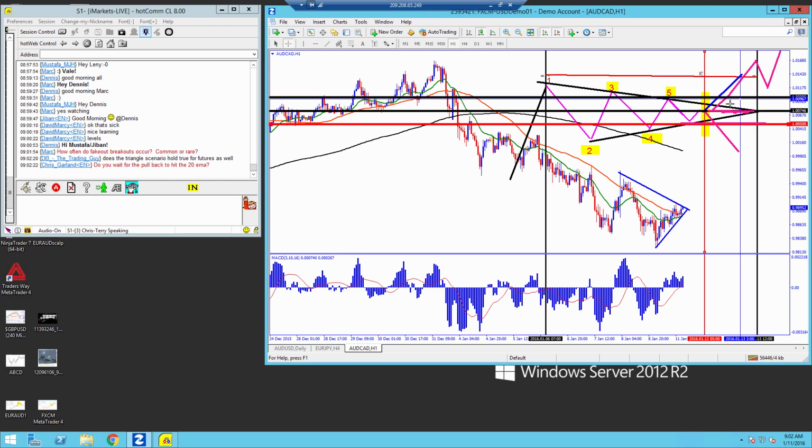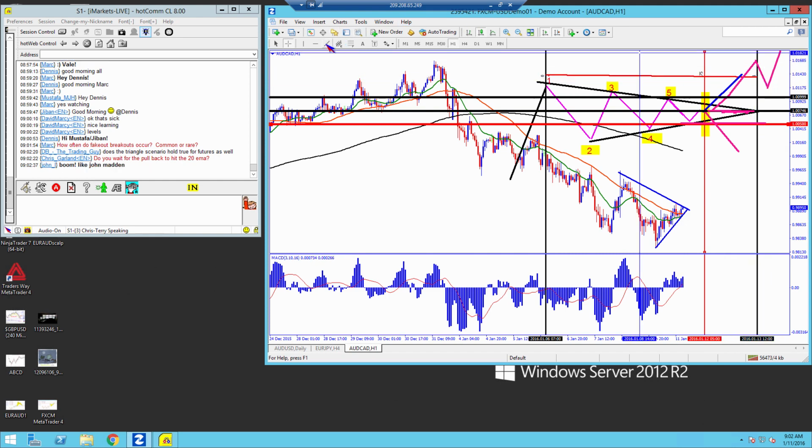So what you're doing is, if in fact you don't want to buy the breakout, you let it break out, and that first pullback is your buy, and your stop is, of course, right at the middle of the triangle.